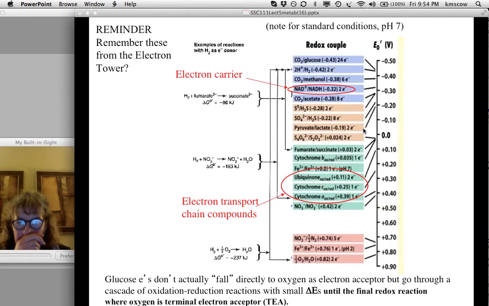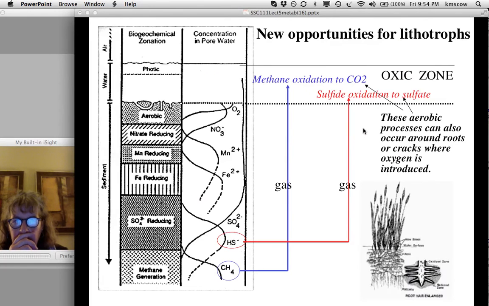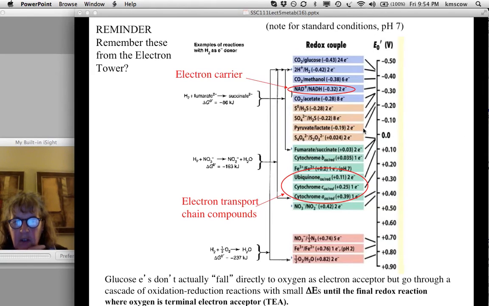Okay. I don't know why I'm showing you this. There's a series of reactions that glucose going to CO2 go through, with oxygen being used as an electron acceptor. I'm not sure why this slide is here, and I can't remember, sorry.